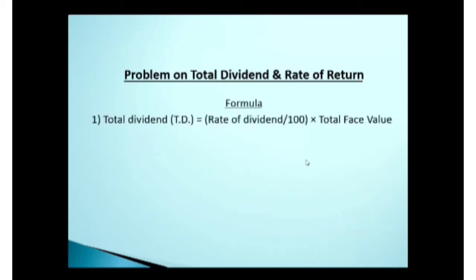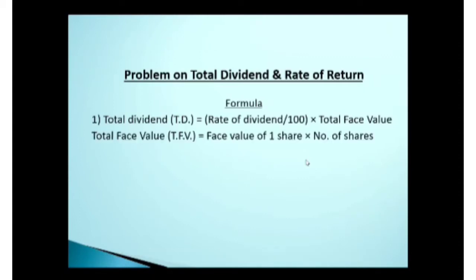One is the total dividend, which you are very much aware of. It is given by rate of dividend divided by 100 into total face value. Of course, you know what is the total face value. First of all, every time you need to calculate the total face value, and that is equal to face value of one share multiplied by number of shares. So every time, first of all you have to calculate the total face value. Once that has been done, after that you can move ahead and calculate the total dividend.